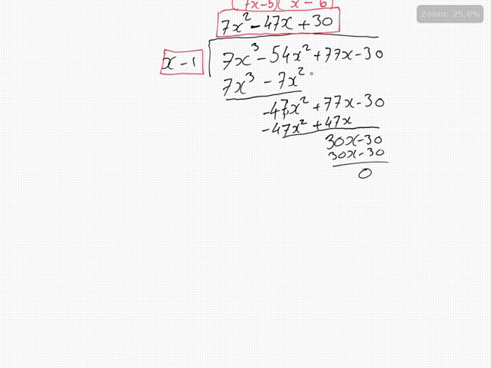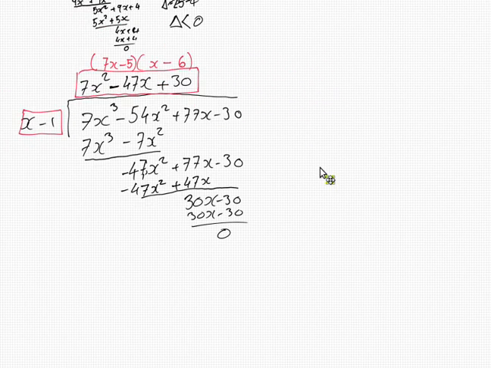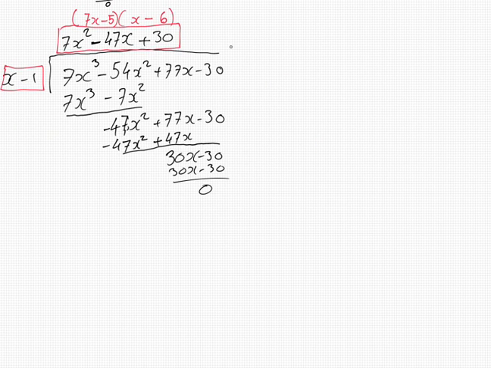So this, whoops. 5x plus 7 minus 7. 7x minus 5, yeah. So this is the answer. This cubic has three factors. What are the factors? The first one I'm given, the second one I found, and the third one I found.